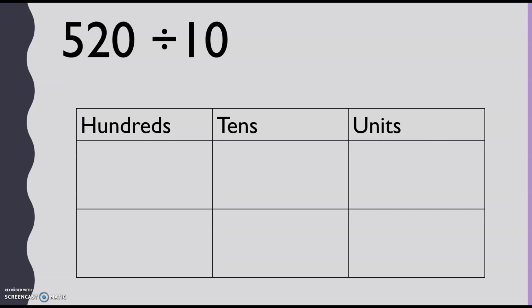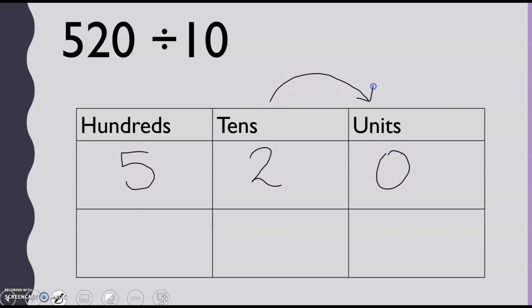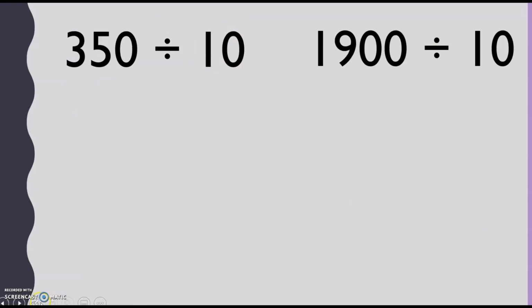So this time I am starting with my 520. If I'm moving down a place value, my tens are going to come down to units, and my hundreds are going to come down to the tens. So that is just going to leave me with 52. Or, as I said, another way to think about it is removing that 0. I've got 1 zero in 10, so I can take 1 zero off the end of that whole number there. Okay, we've got 2 more examples here of dividing by 10.